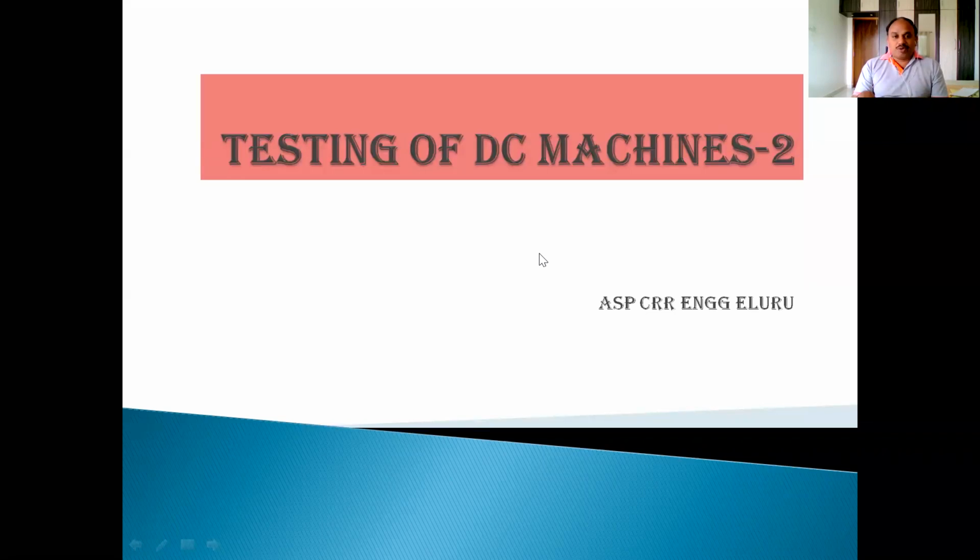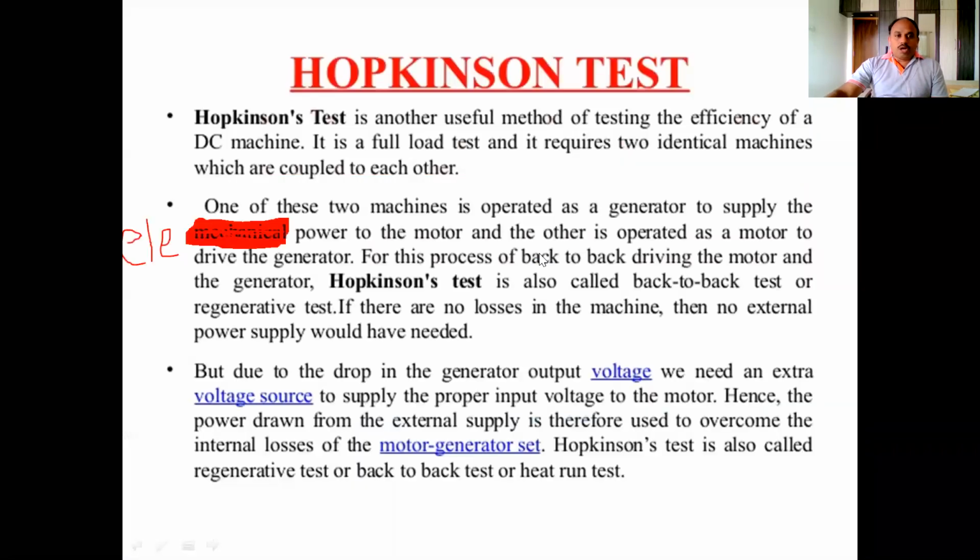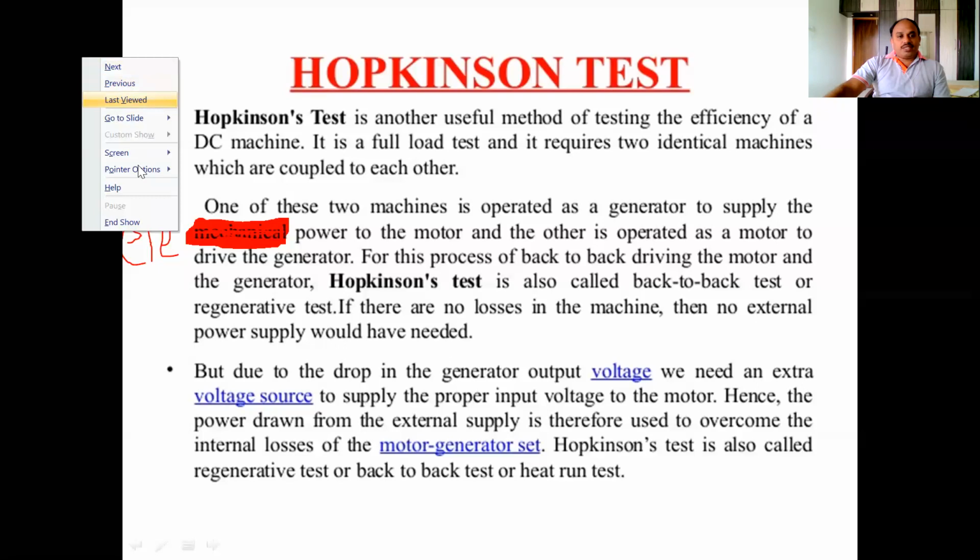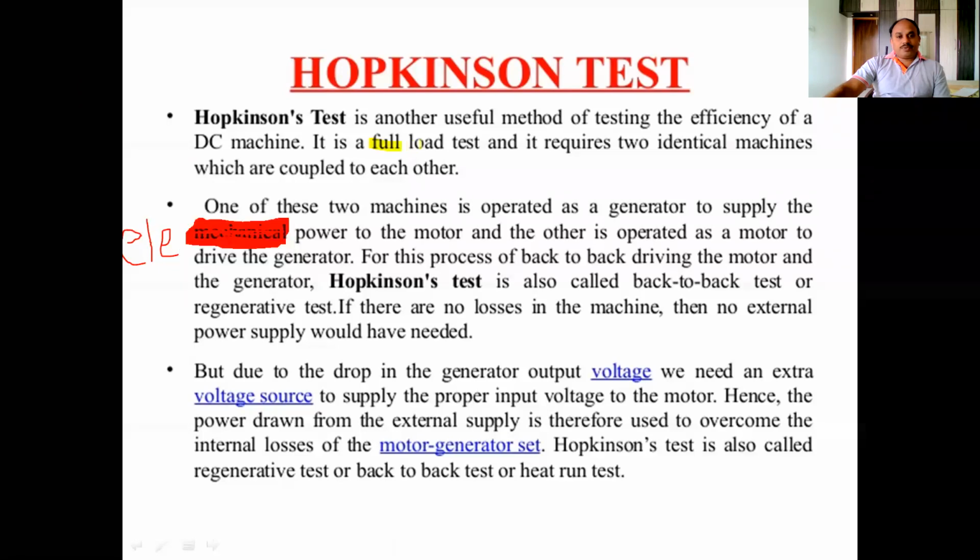First of all, we discuss the Hopkinson test. This is another useful method of testing the efficiency of a DC machine. DC machine means it may be a generator or a motor. So this test is conducted on both the generator and the motor. It is a full load test. That means the test is conducted under full load condition.